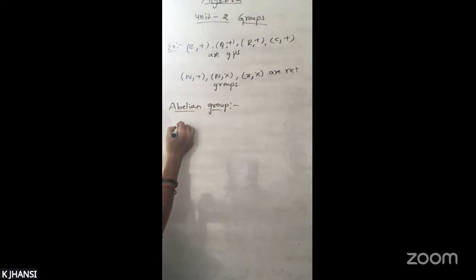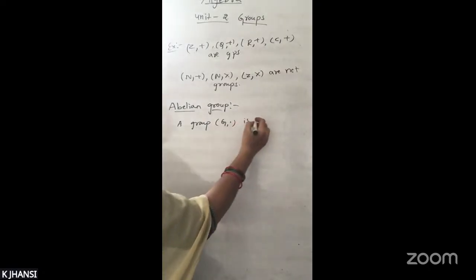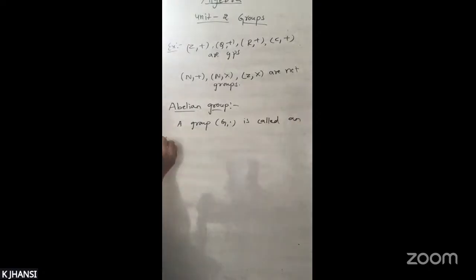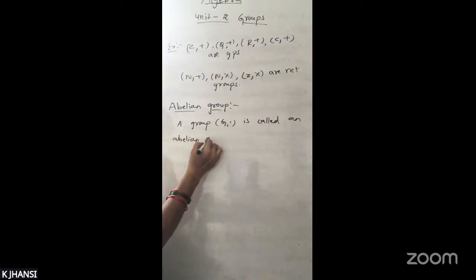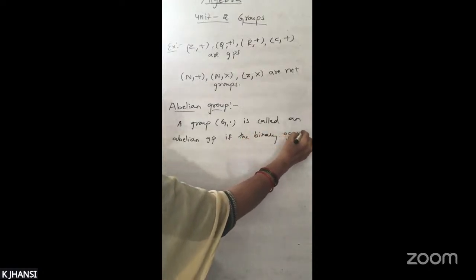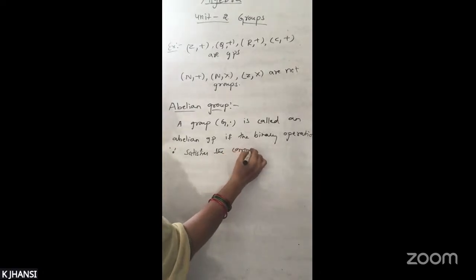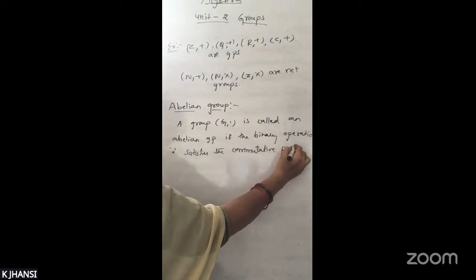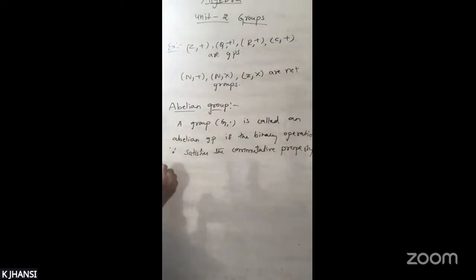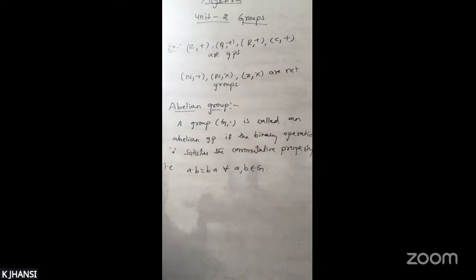An abelian group. A group (G, ·) is called an abelian group if the binary operation · satisfies the commutative property. That is, the commutative property is a · b = b · a for all a, b belongs to G. You can take this as the G5 property.